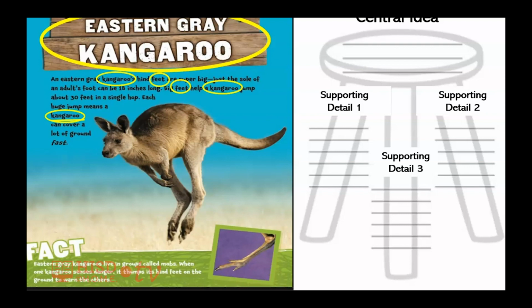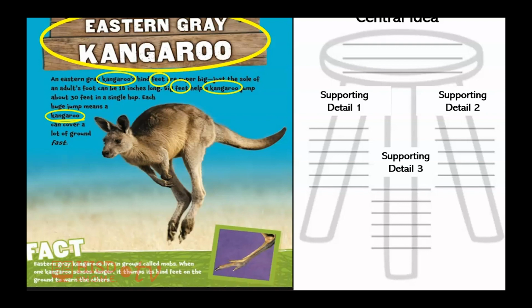An eastern gray kangaroo's hind feet are super big. Just the sole of an adult's foot can be 18 inches long. Big feet help a kangaroo jump about 30 feet in a single hop. Each huge jump means a kangaroo can cover a lot of ground fast.